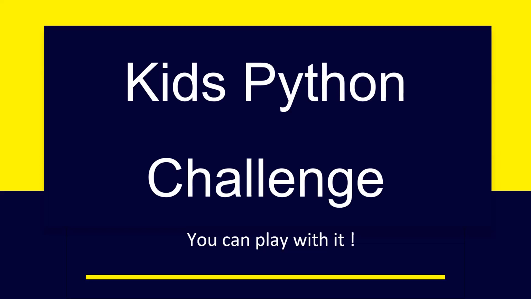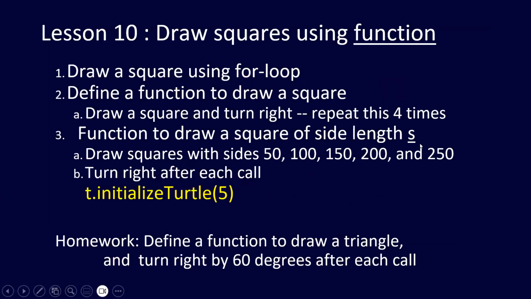Okay, so let's see where we were last time. We learned to use Turtle graphics on Colab. We learned to draw lines and then squares, especially using functions. So we learned how to define functions and how to call them with parameters such as the side length s. I hope you remember this. If you are unsure, please go back to the previous video and see it again.